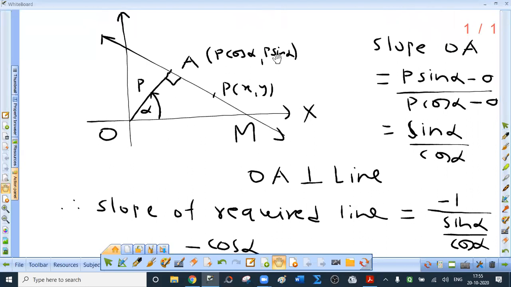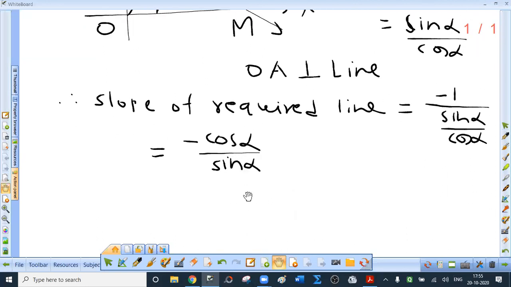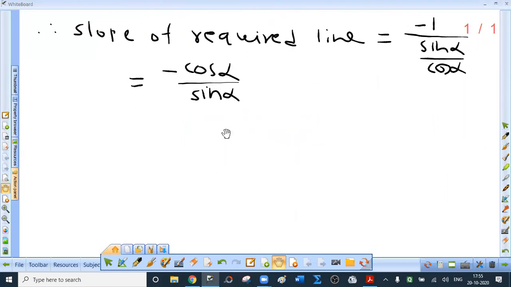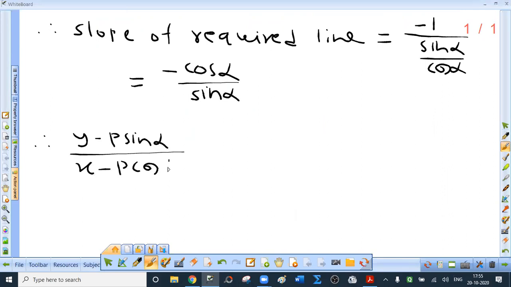y minus P sin alpha upon x minus P cos alpha. So I can equate that with minus cos alpha upon sin alpha. Therefore, y minus P sin alpha upon x minus P cos alpha equal to minus cos alpha upon sin alpha. This is not difficult. Now cross multiply.